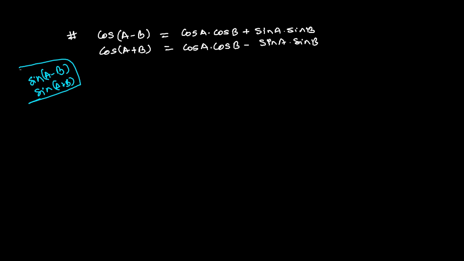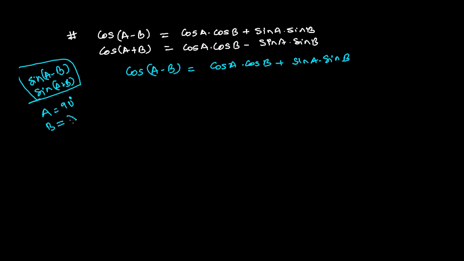But before finding these two things, I want to go for something else. Here we have cosine of a minus b equals cosine of a times cosine of b plus sine of a times sine of b. What about if I'm replacing a by 90 degrees, pi by 2, and if I'm replacing b by any angle x, or theta, or anything you suppose? Let's suppose here x.